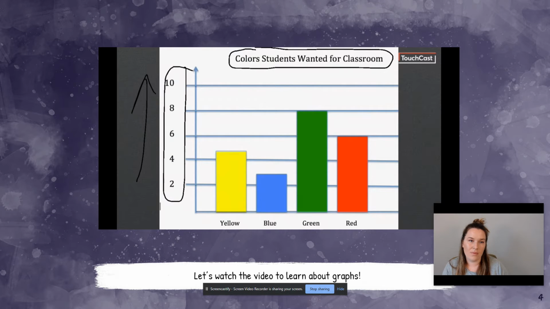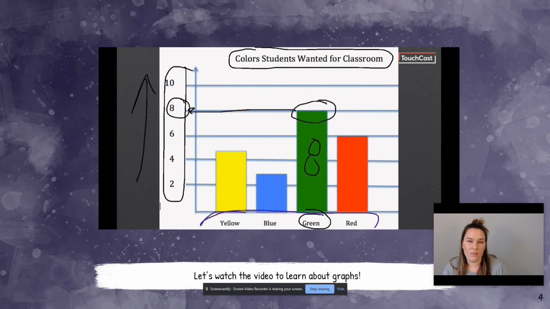Now, unlike the pictograph, at the bottom here is where you're going to find the different things that we'll be counting. In this case, it's colors: yellow, blue, green, and red. Now, to find out how much there is, you need to look at both the color, green, and then find out where the bar graph goes to. It stops right here, which goes all the way to the number 8. So when it says colors students wanted for the classroom, it's safe to say that 8 students, because of over here, wanted to have green.